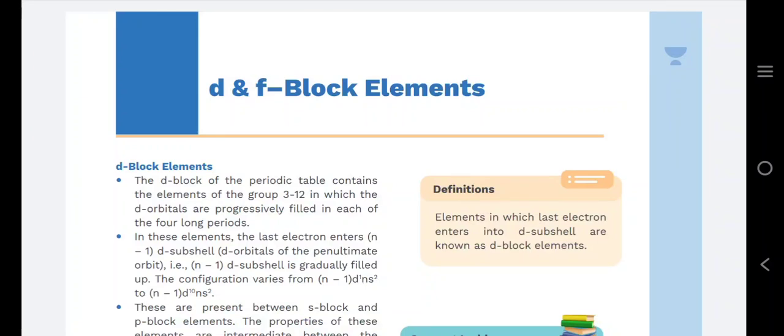Hello everyone, this is an audio lecture for visually impaired students, and in this lecture we are going to discuss D and F block elements.